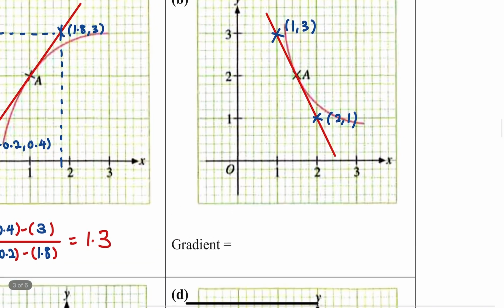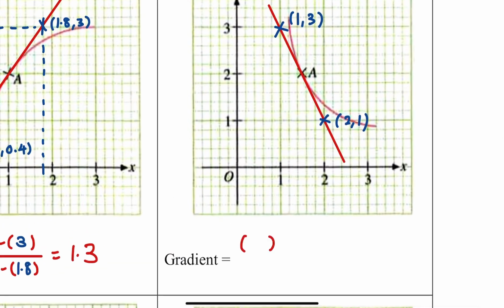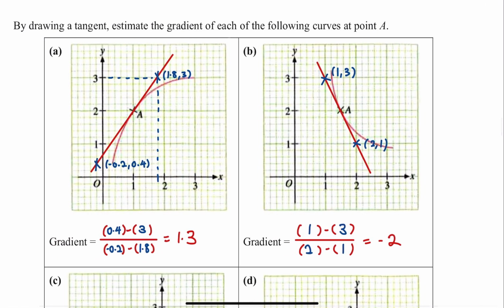Then now I calculate my gradient. It is always y2 minus y1 over x2 minus x1. I choose y2 minus y1, maybe 1 minus 3. Okay, 1 minus 3 over 2 minus 1. 2 minus 1. This will give me negative 2. Okay, and this is the answer to part B.